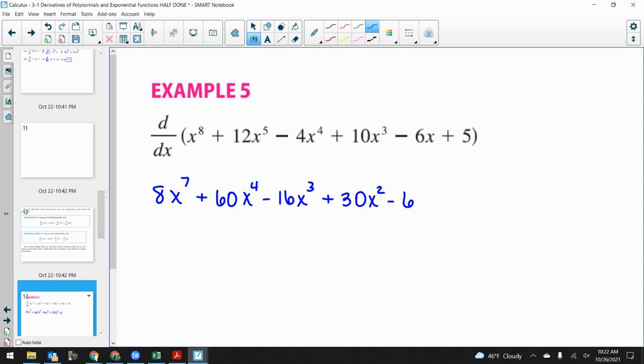What happens to my constant? It would go to 0. The derivative of a constant is always 0. Please don't confuse me saying that the derivative of a constant is 0 with the limit of a constant. Remember, I kept saying the limit of a constant is the constant. Be careful. The derivative of a constant is not the constant. The derivative of a constant is 0. Okay? Watch out there. The derivative of a constant is 0, meaning it will go away.